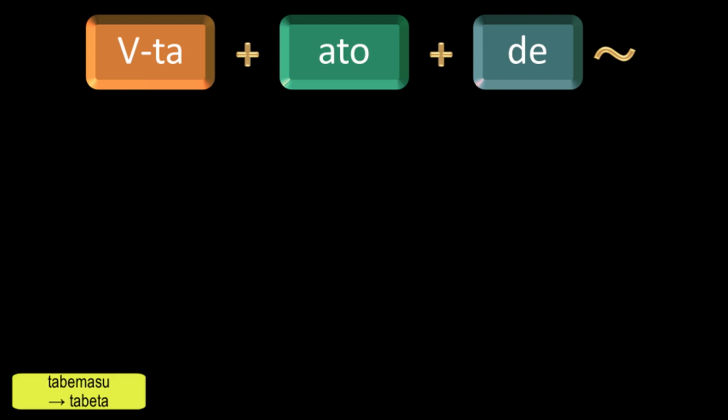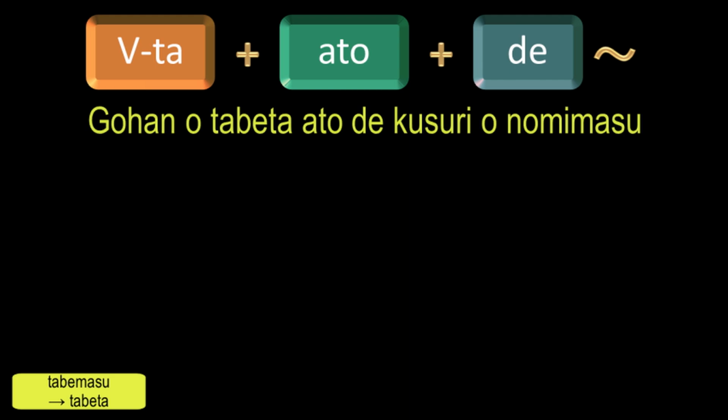The verb tabemasu means to eat and the ta form is tabeta. By adding atode, we will get tabeta atode, which means after eating. And to say I will take medicines after eating food, in Japanese it will be gohan o tabeta atode kusuri o nomimasu. Let me go to the next example.